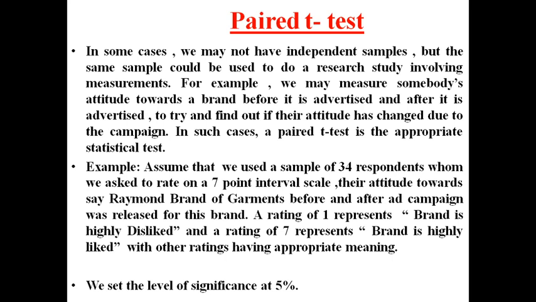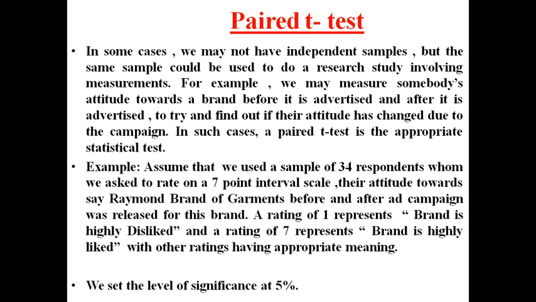In some cases we may not have independent samples, but the same sample could be used to do a research study involving measurements. For example, we may measure somebody's attitude towards a brand before it is advertised and after it is advertised, to find out if their attitude has changed due to the campaign. In such cases, a paired t-test is the appropriate statistical test. In independent sample t-test, there were two independent samples, whereas here the same sample is repeated before and after.